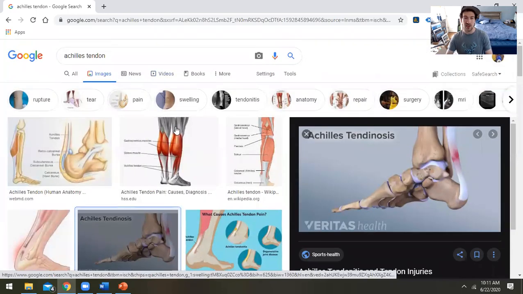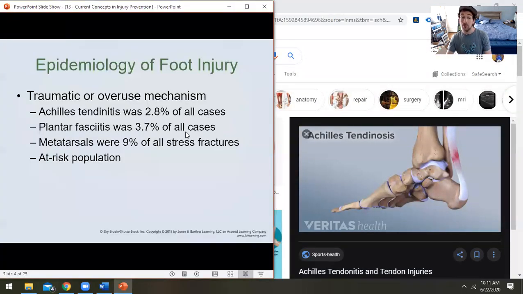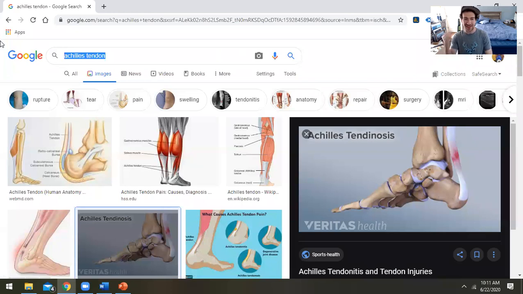And then if you look at your next injury that's very common, plantar fasciitis.